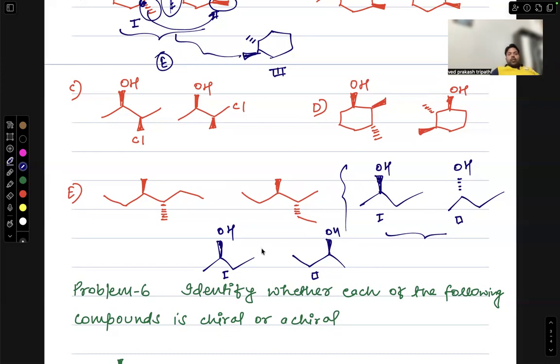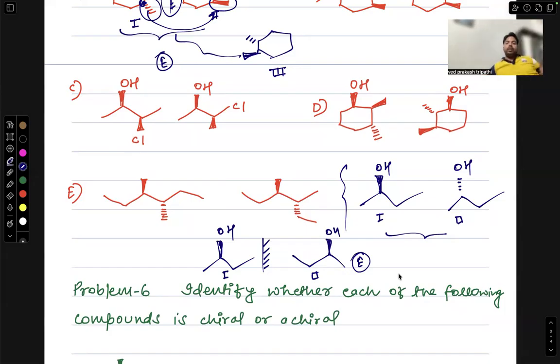If you are going to keep a mirror here, then you can say these are just a mirror image. And mirror image is also considered as enantiomer. So this is enantiomer. Try to understand the concept here.